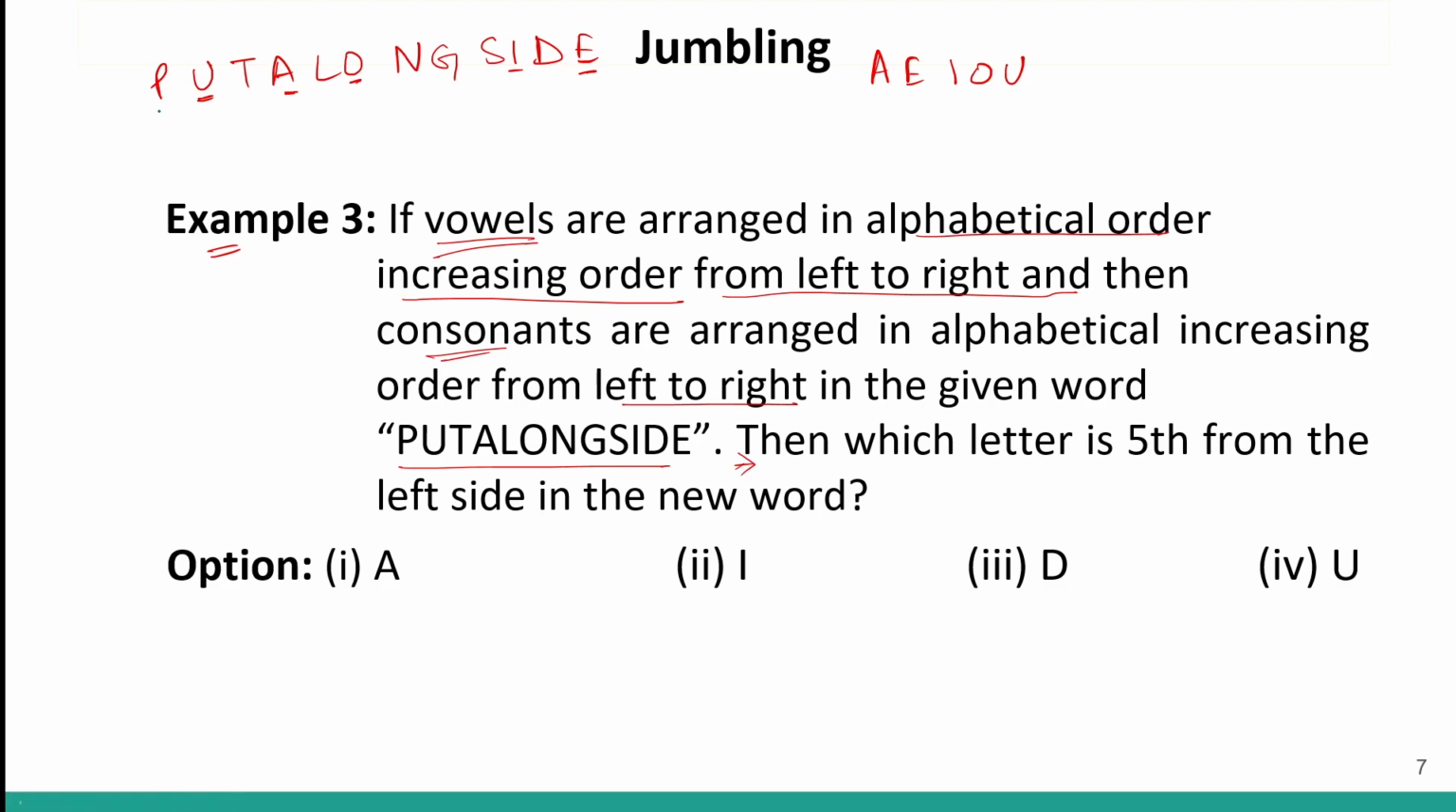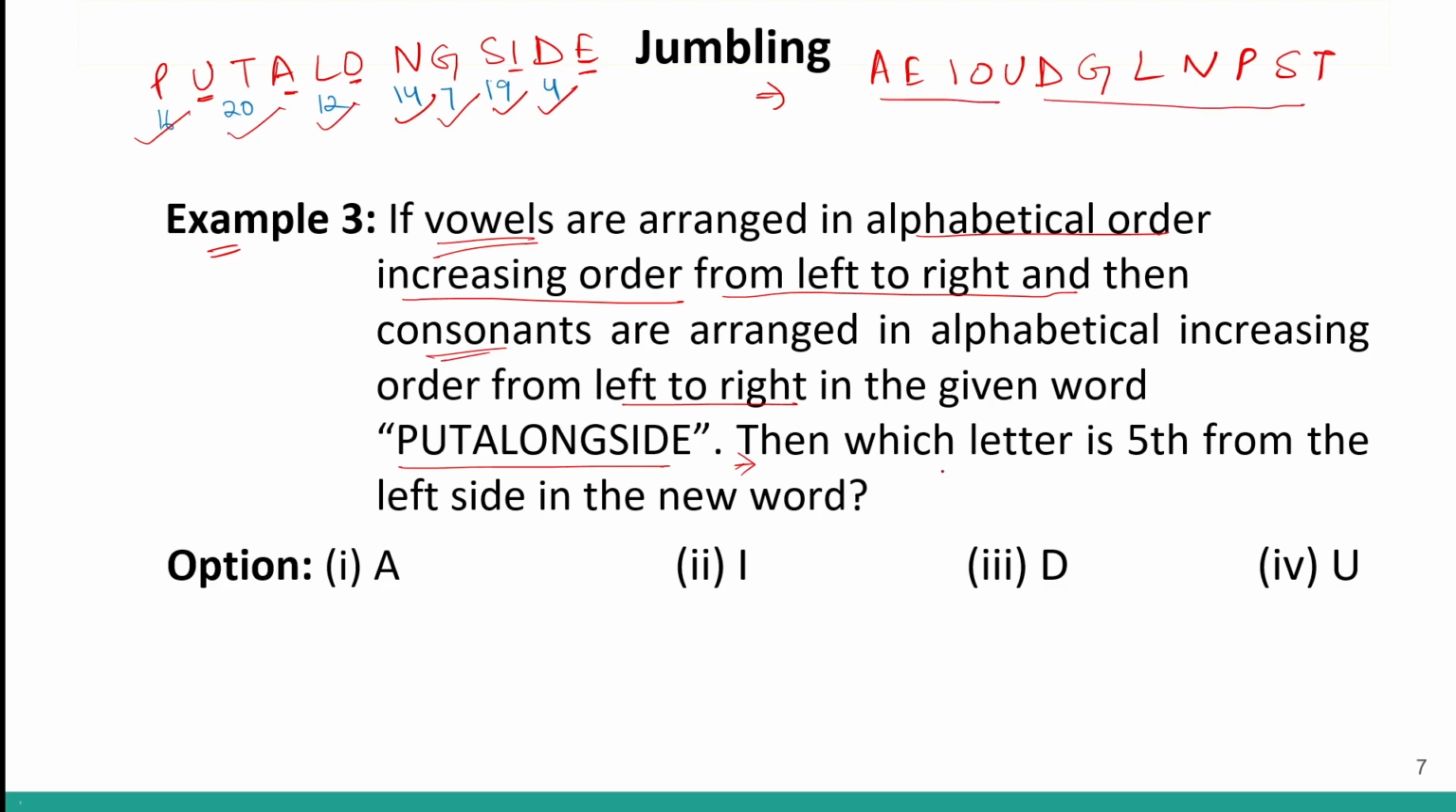P is 16, T is 20. Similarly, L is 12, N is 14, G is 7, S is 19, D is 4. So, if I arrange them in increasing alphabet order, it will be D, then G, then L, and then N, then P, then S, and then T. So after rearrangement, putting vowels first and then consonants, this is what we'll get.